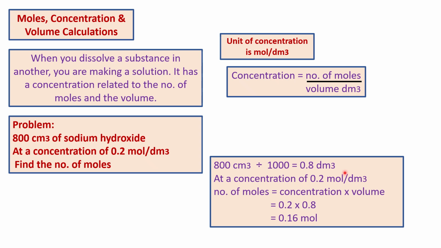Now we have the volume in decimeter cube, and we have the concentration, and the number of moles is the concentration times the volume, which is 0.2 times 0.8, and the answer is 0.16 mole. So from the rule, if you want the number of moles, you multiply the concentration times the volume.